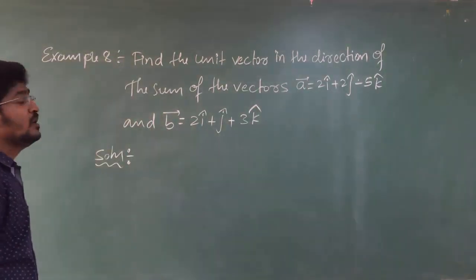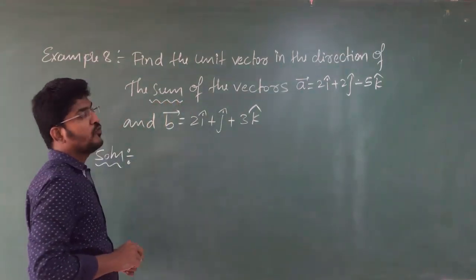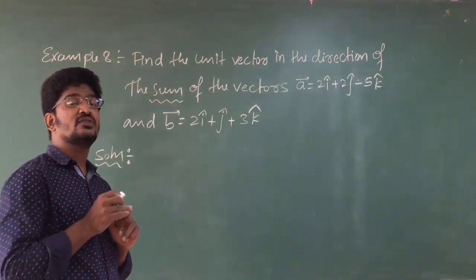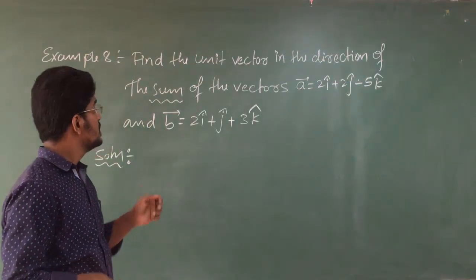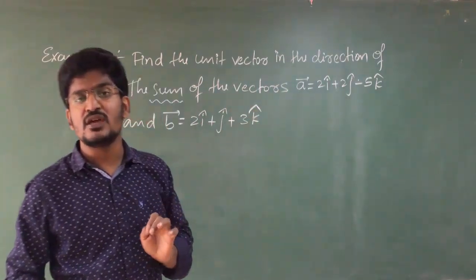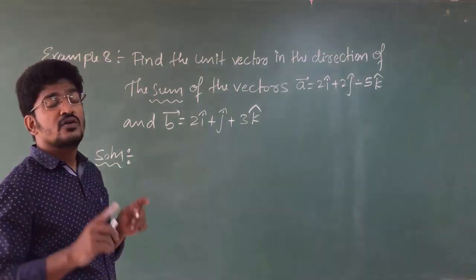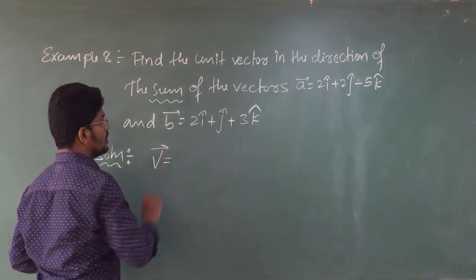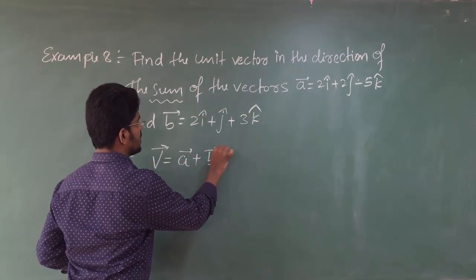But here there is a different condition. They are asking the sum of two vectors. That means they don't need the unit vector in the direction of vector A. They need the unit vector in the direction of the sum of vector A and vector B. Sum of vector A and vector B is nothing but what? Addition of vector A and vector B. Clear? So for that reason, first the important thing is we have to find vector V, which is the sum of vector A plus vector B.